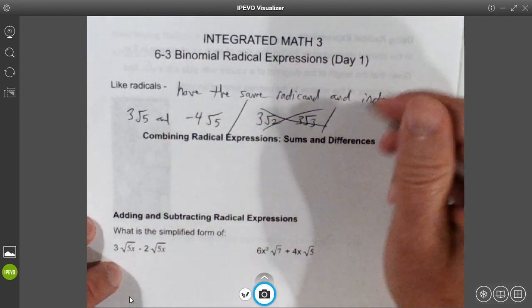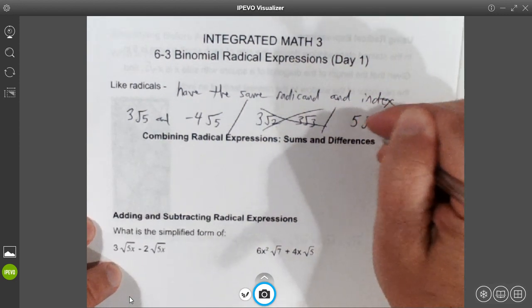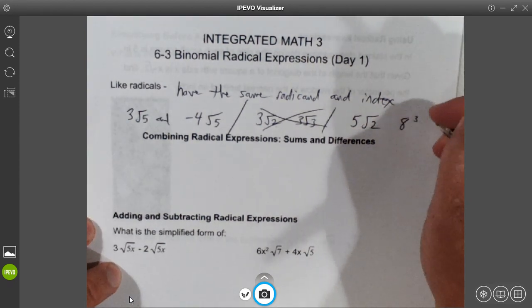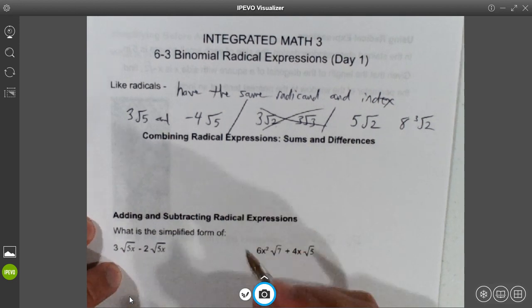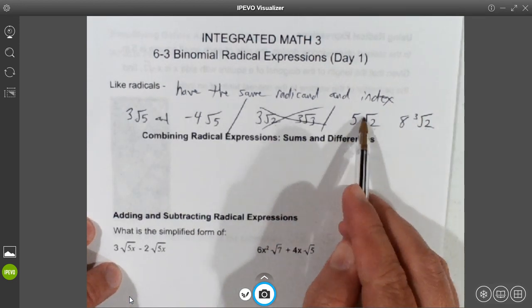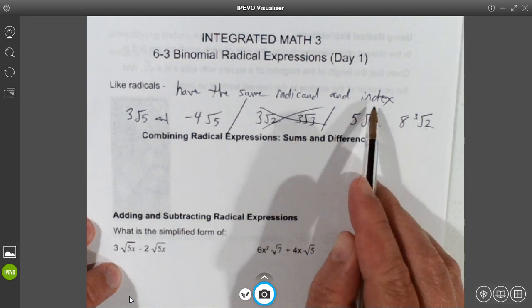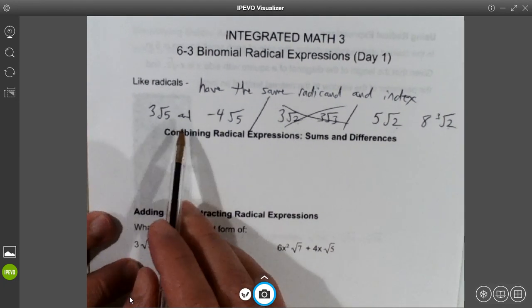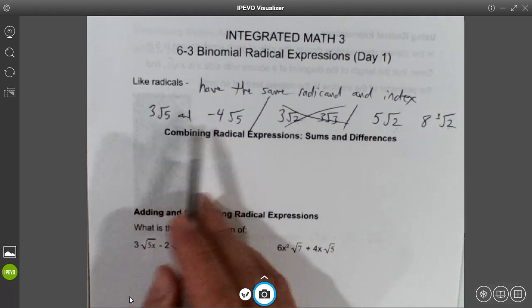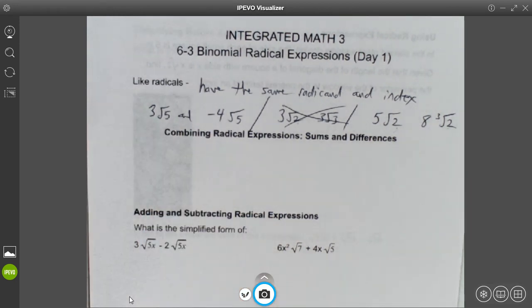Another non-example would be 5 times the square root of 2 and let's say 8 times the cube root of 2. Those are not like radicals because, yeah, they've got the same radicand, but this is a square root and this is a cube root. They don't have the same index. So in order to be like radicals, we have to have the same index and the same radicand.